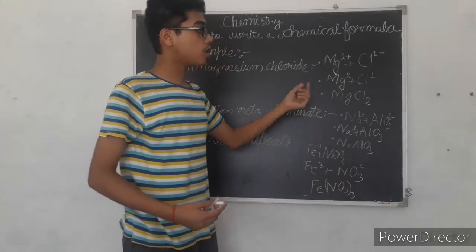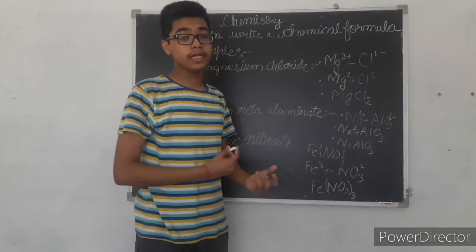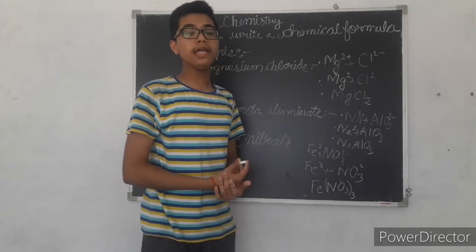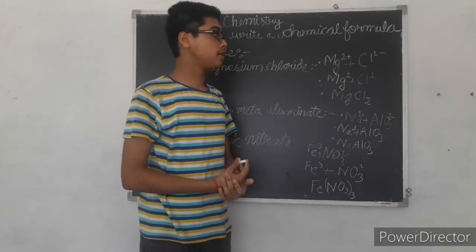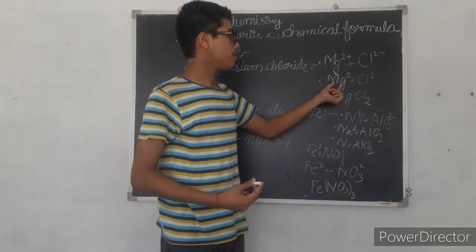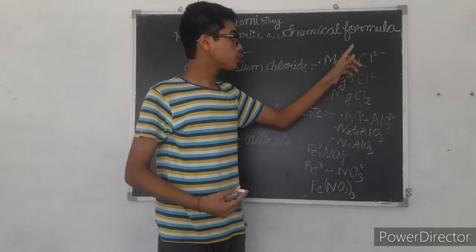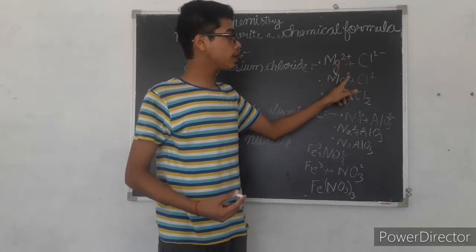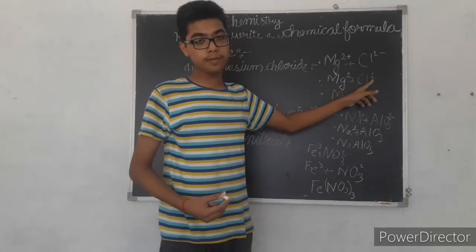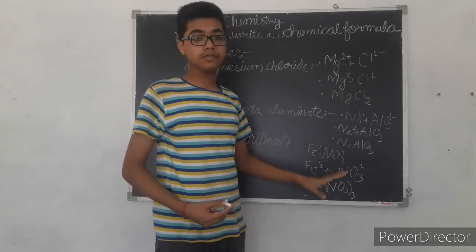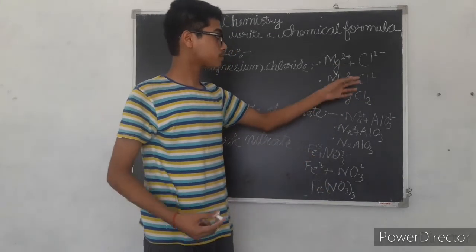Then according to the second step, we will ignore their positive and negative signs and divide them by their highest common factor, that is HCF. So the HCF of 2 and 1 will be 1 only. When we divide 2 by 1, it will be 2, and 1 by 1 it will be 1, and we will ignore their positive and negative sign charges.